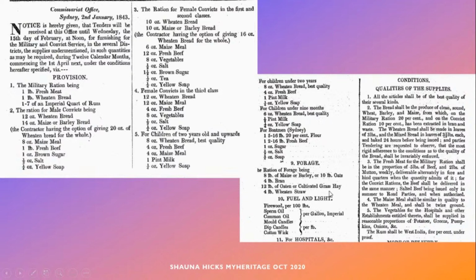And one of the things I found interesting was that the military were entitled to an imperial quart of rum. And when I went through some of the conditions of the provision of these foodstuffs, right down the end, it said, the rum shall be West India, 5% under proof. And you can see, if you read this later, it talks about whether the beef is going to be beef or mutton and that type of thing. It's a good insight into what our convict ancestors might have been given to make their food supplies while on the convict list.